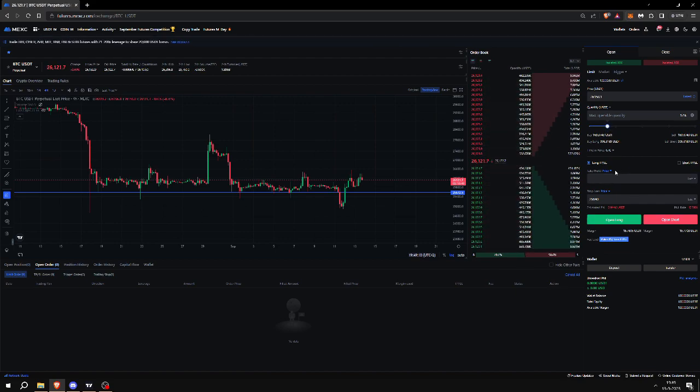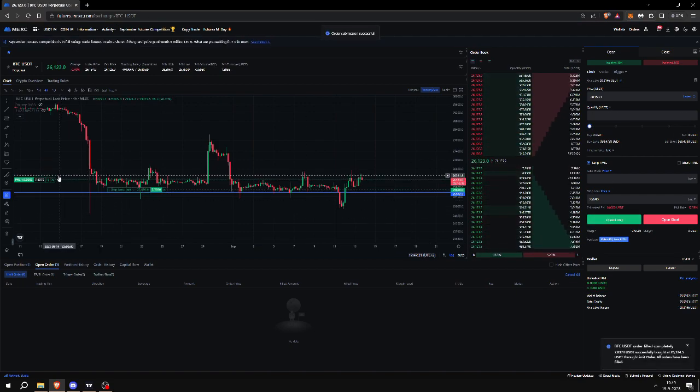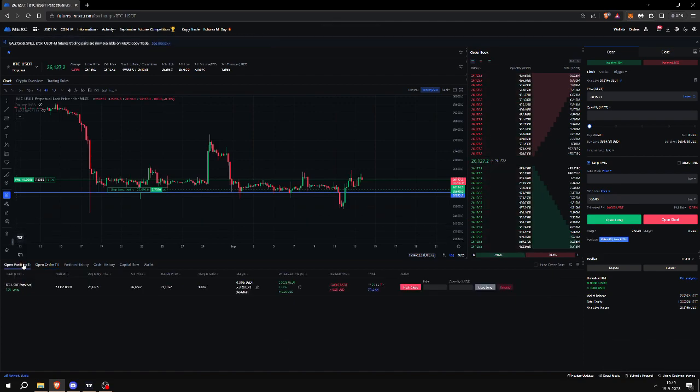Yeah, we just adjust that. And then once we're happy, we've got our order set, we can press the open long button. Now, I'm just using this as an example, so I'm just going to open the smallest possible position. I'm going to open that. We are now in a position that will show up in the bottom here, right?